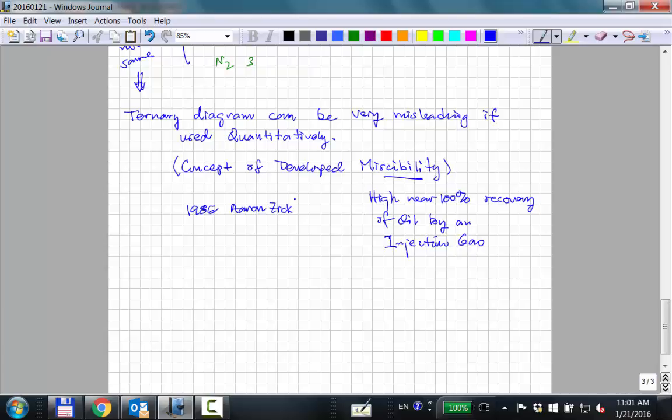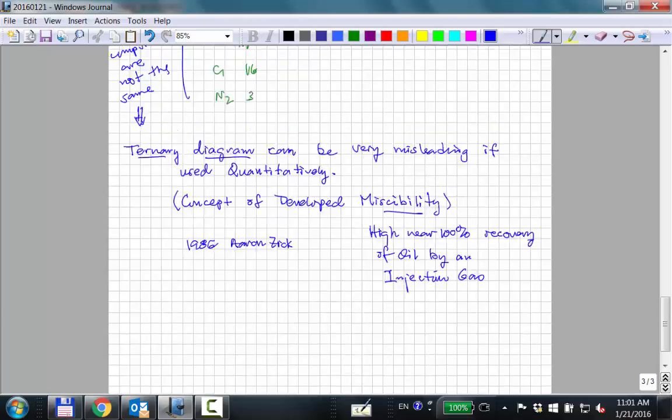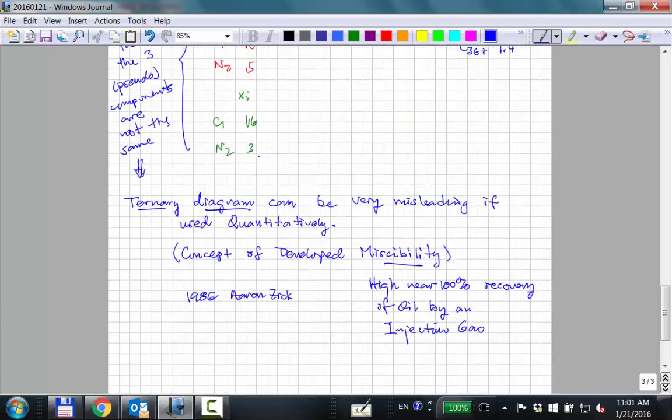Okay? But the calculations through the ternary diagram say that it takes 6,000 pounds to develop miscibility. Okay? Why was this inconsistency there? It had to do basically with the fact that the ternary diagram is dangerous to use quantitatively. So, okay, we'll stop at that.